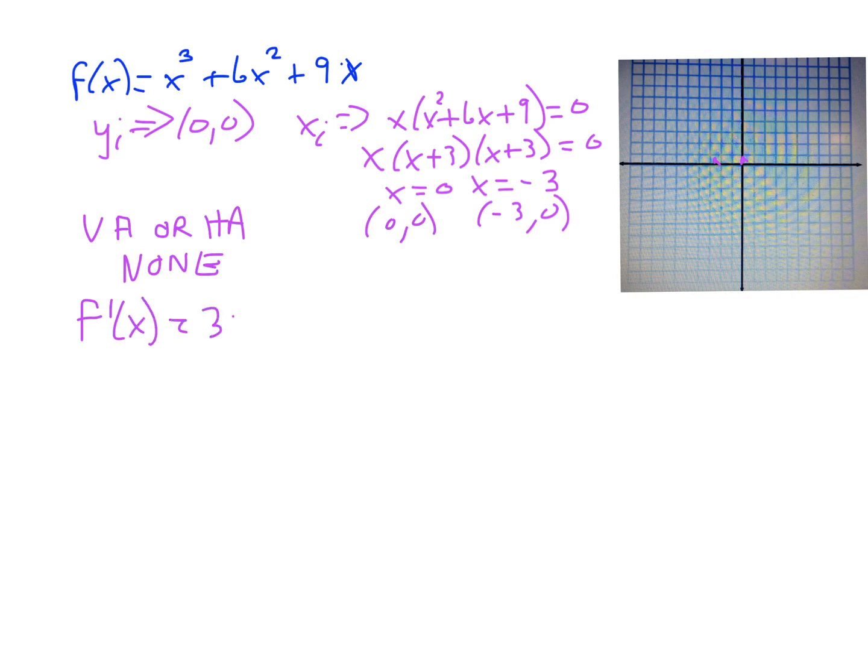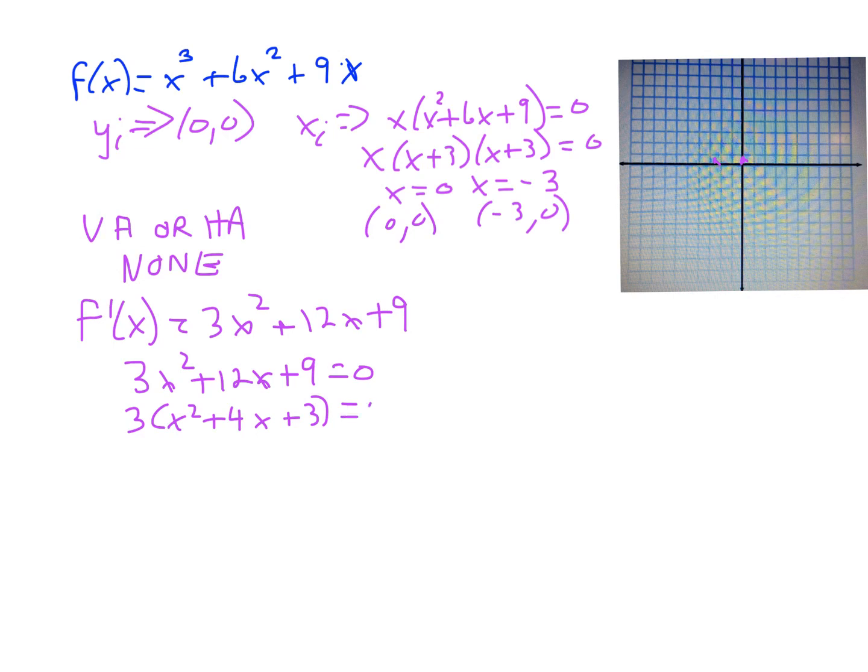Our first derivative is going to be 3x squared plus 12x plus 9. If we set that equal to 0, we can see if we're going to get any critical points for our max mins. So common factor of 3, and we end up with x squared plus 4x plus 3 equals 0. If I divide both sides by 3, then the 3 is going to cancel out, and 0 divided by 3 is still 0.